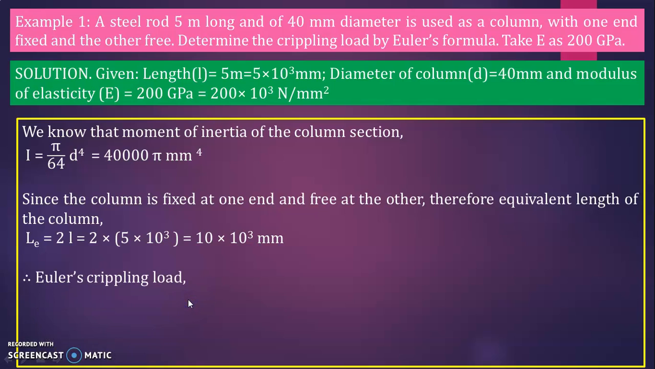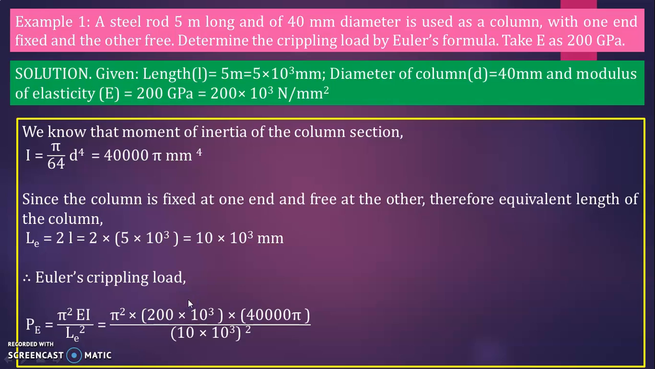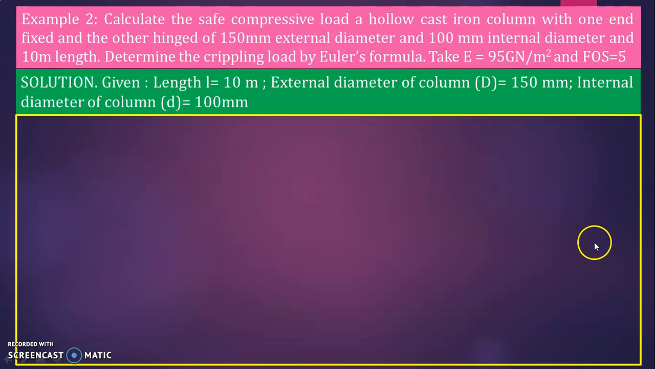Next, find the Euler's crippling load, that is PE is equal to pi square EI divided by LE square. So pi square into E, which is 200 into 10 raised to 3, into I, which is 40,000 pi, divided by LE square, that is 10 into 10 raised to 3 squared. Simplify this and you get PE equal to 2480 Newton. This way you can calculate the Euler's crippling load. We'll take one more example.